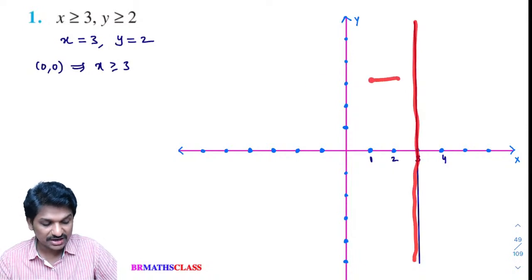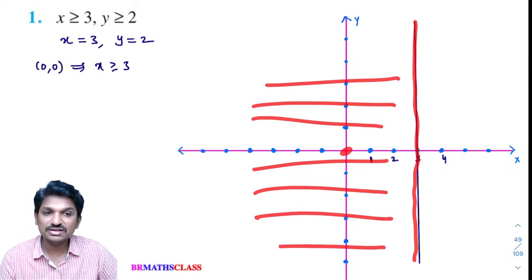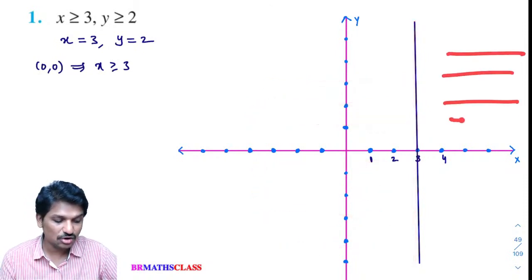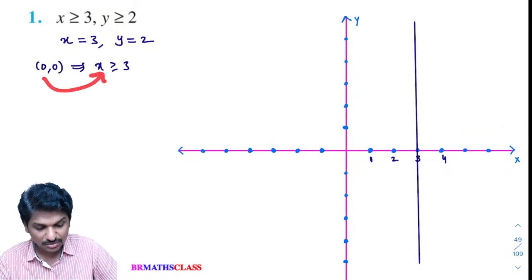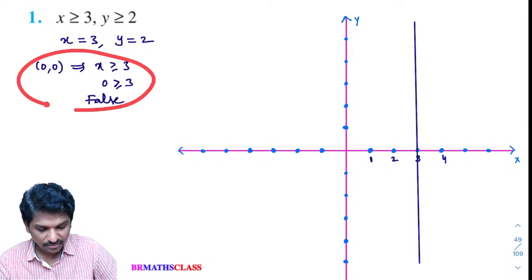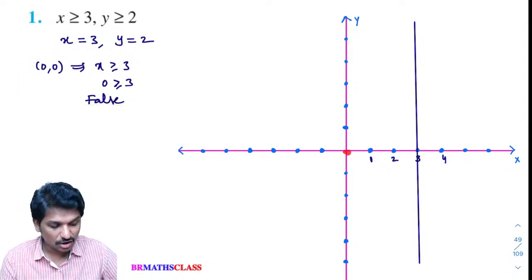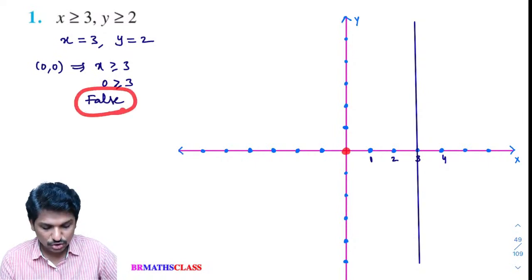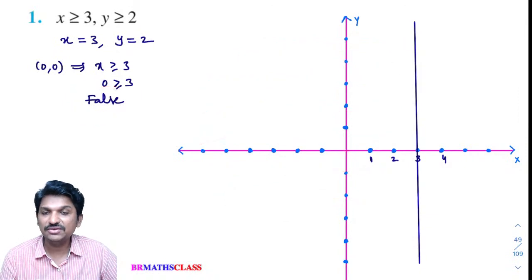For this line, two sides are there. Origin is here. This side is known as the origin side. This is the non-origin side. You put 0, 0 in this. What will you get? 0 greater than or equal to 3. This is false. We all know that. When you get false, which side will you shade? When you get true, only the origin side we will shade. In case you get false, we need to shade the non-origin side.